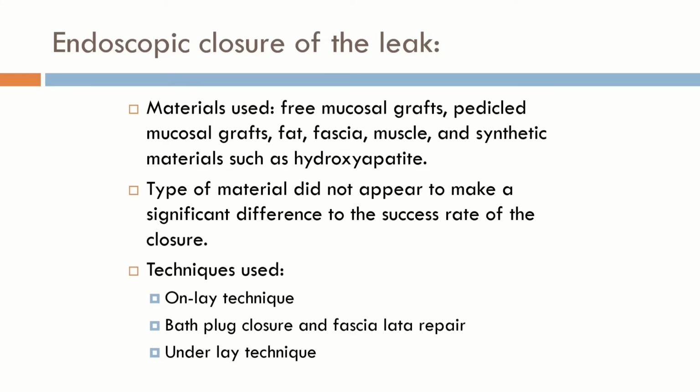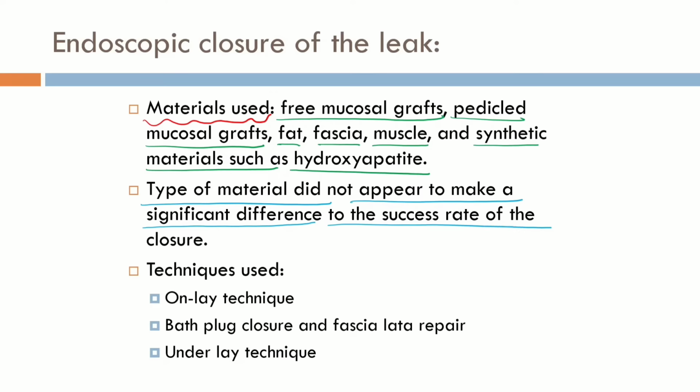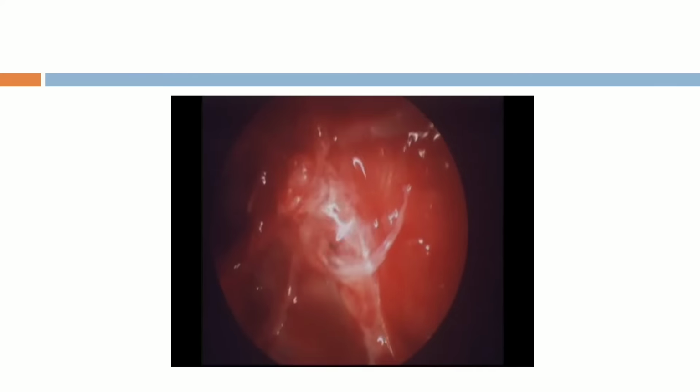So, endoscopic closure of the leak. The materials used for this purpose may be free mucosal grafts, pedicled mucosal grafts, fat, fascia, mainly the fascia lata, then muscle, and synthetic materials such as hydroxyapatite. Type of material did not appear to make a significant difference to the success rate of the closure. Techniques used may be onlay, butt plug closure, and fascia lata repair and underlay. I will be discussing about it.